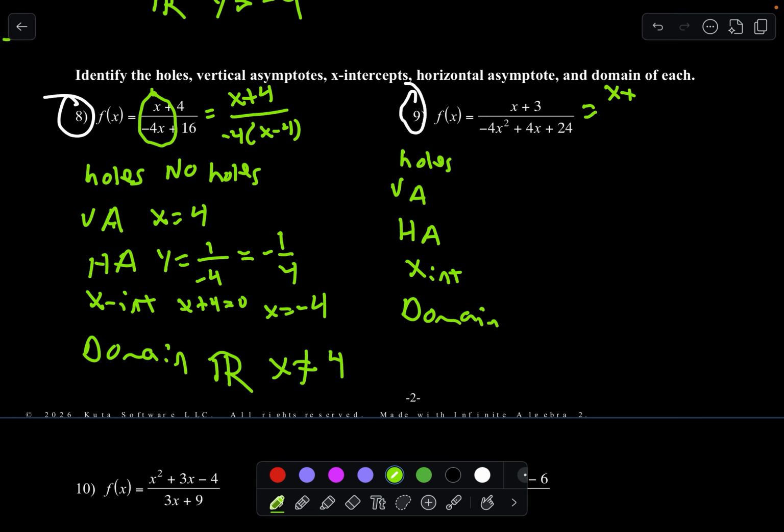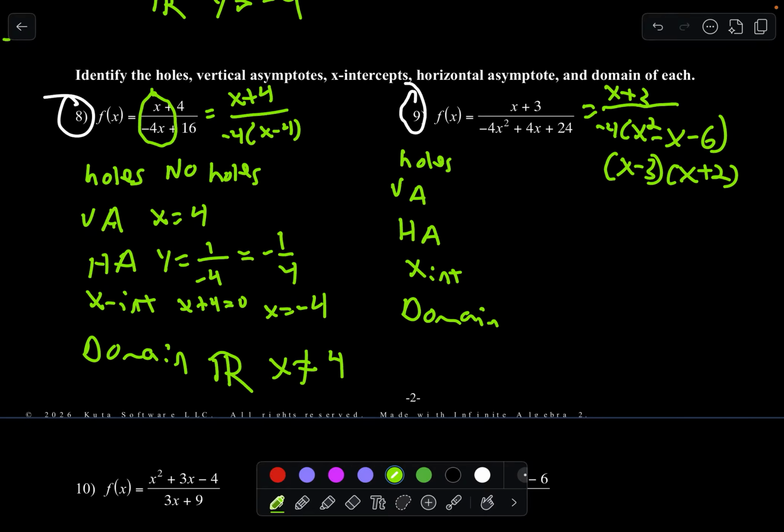So we got x plus 3 on top. Nothing you can do to that. You can factor out -4 on bottom, and that's x squared minus x. 24 divided by 4 is 6, so it would be -6. Okay. Keep looking at the bottom and see if you can factor the bottom. What multiplies to -6 and adds up to -1? It will be x, -3, and +2.